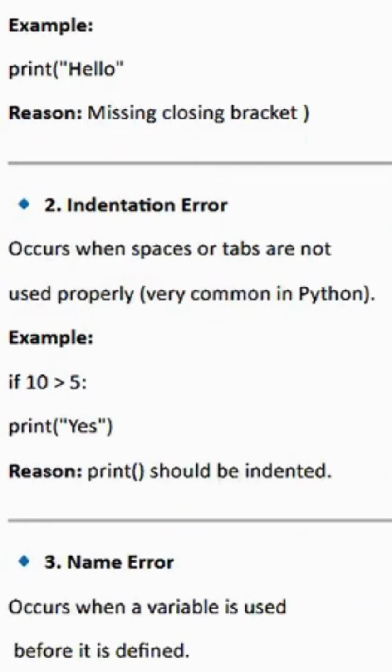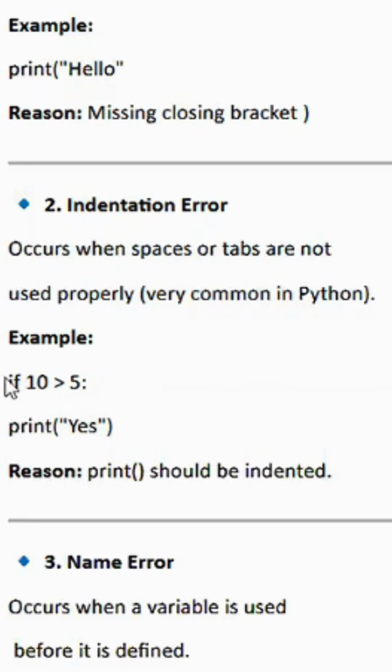Now, second one is indentation error. Indentation is one of the most important concepts in Python. For C and Java, we have seen that if we need to execute a block of code, generally we use curly braces. But here in Python, we don't have such kind of concept. So basically, here, after each and every condition, we use indentation. Indentation is nothing but a space after a condition.